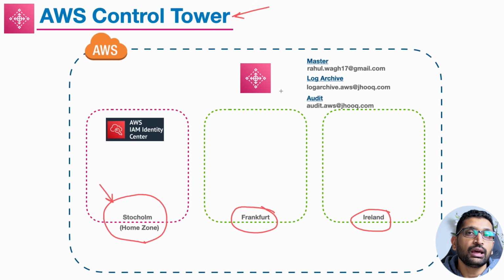These are the 3 regions where we will be deploying our services. Apart from that, we have created 2 accounts: one is our log archive account and one is our audit account. And there was one more account, the master account, which was already there, because through this account I created my first AWS account. That is the master account through which my billing and everything is running, and it will be my master account throughout this whole series.